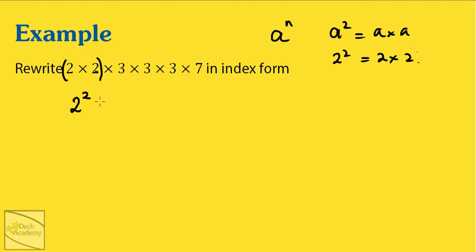So we have this multiplication sign. And then 3 times 3 times 3 is what? 3 raised to the 3. Then times 7. Now we have terms in index form, and we can stop here. So this expression is equal to this.